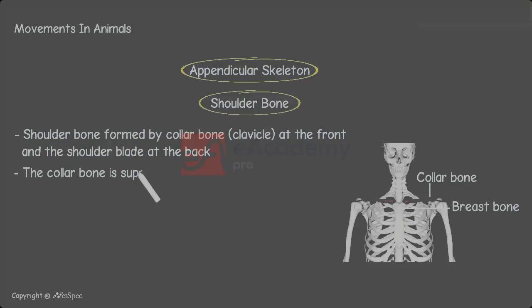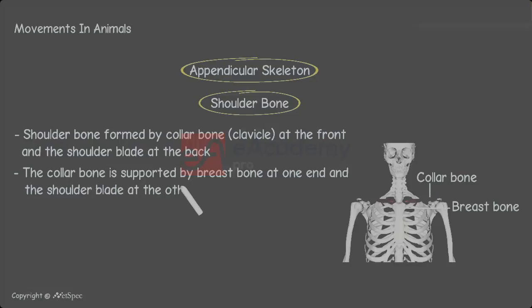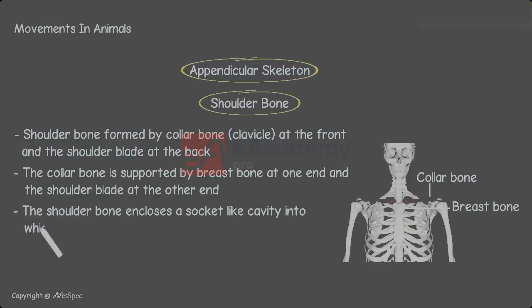So, the shoulder blade is at the other end. The collarbone is supported by the breastbone at one end and the shoulder blade at the other end. The shoulder bone encloses a socket-like cavity here. This shoulder bone encloses the socket-like cavity into which the ball of the upper arm fixes.